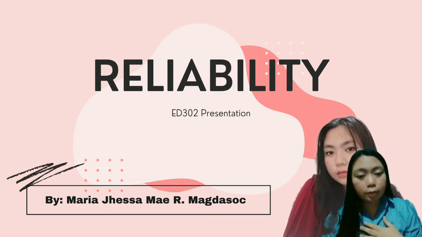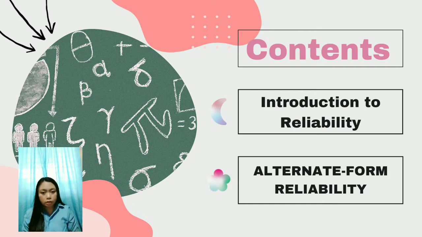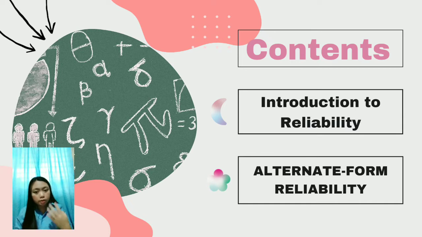My partner and I are tasked to discuss the last topic for Lesson 6, Module 3, which is about reliability. Before I start my discussion, I will first introduce the topics that I will be covering in this video. I will be introducing the definition of reliability along with the four methods of calculating the reliability of an instrument. Now let us proceed to the discussion of what is reliability.